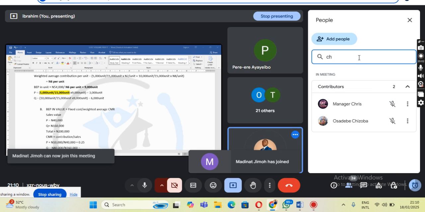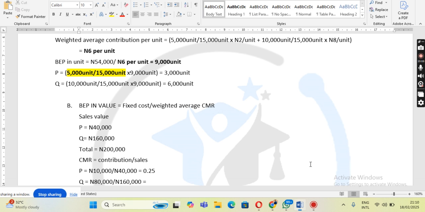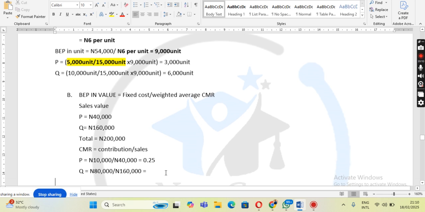So the contribution margin is 0.5, that's 50%. Okay, that's fine. Now, you've gotten the CMR.